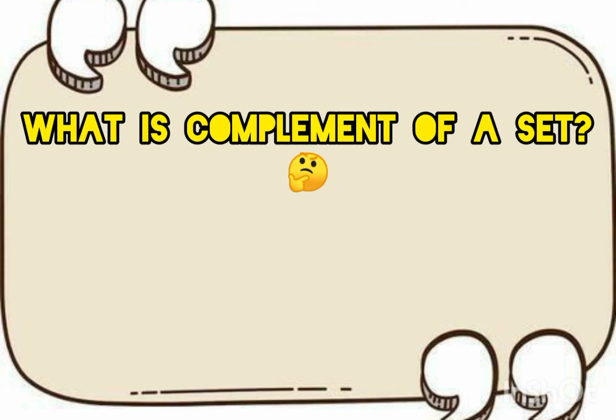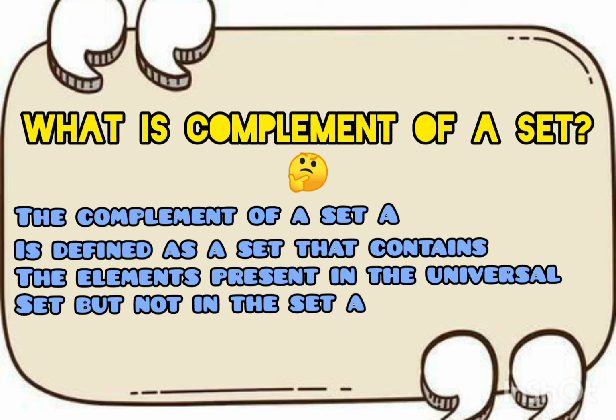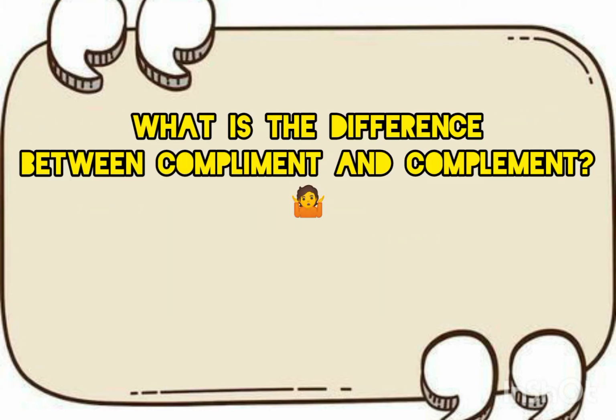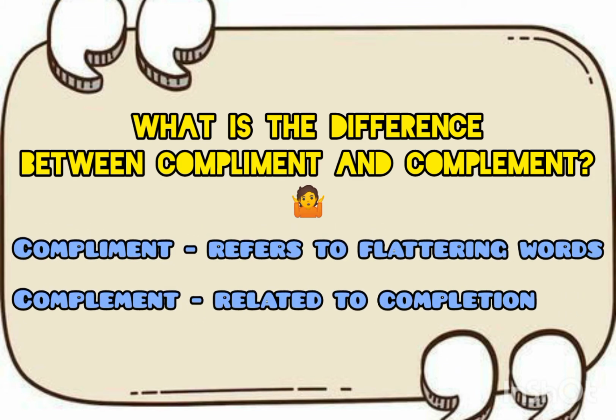First, what is the complement of a set? The complement of a set A is defined as a set that contains the elements present in the universal set but not in the set A. And what is the difference between compliment and complement? A compliment relates to flattering words or acts, while a complement is related to completion.